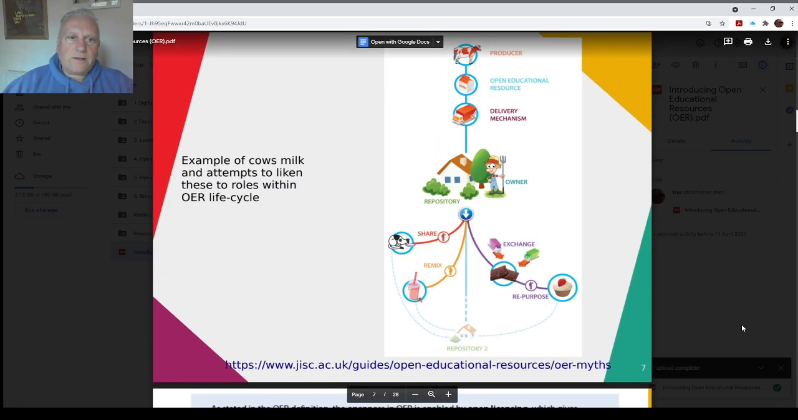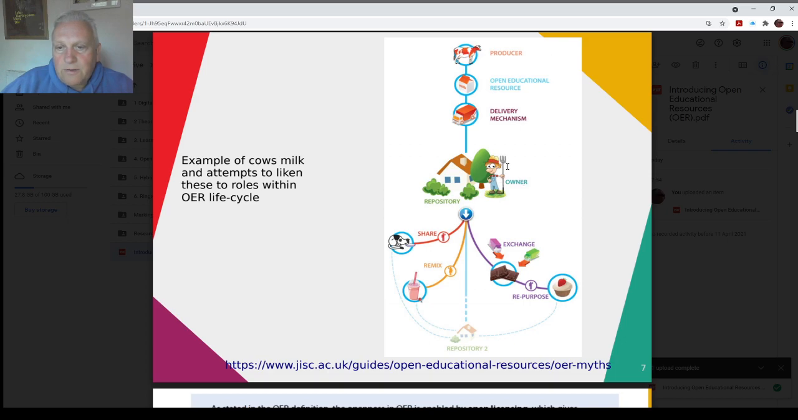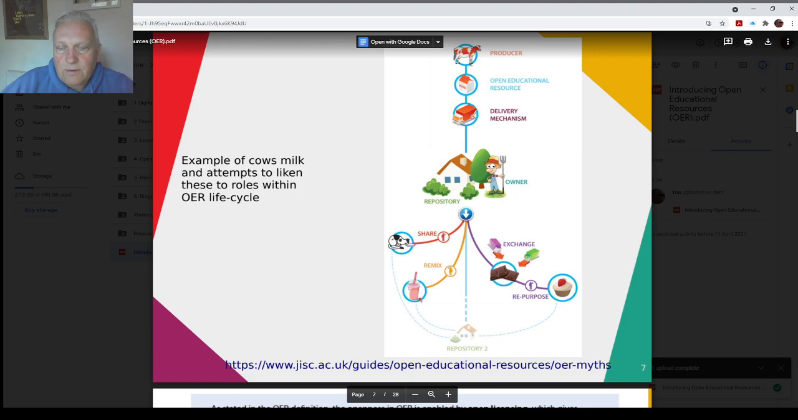I like this diagram. It's trying to give you an idea of what an OER life cycle is, by looking at how they come about and are used and reused, it makes it clearer what they are. Here's the reference at the bottom to where it comes from, the JISC website. So we're using cow's milk. The producer of the cow's milk is like an OER. With these slides and this screencast, I'm the producer and the owner, but the university might be the owner as well, I'm not sure. The producer, the cow, produces this open educational resource, a carton of milk. This is delivered by truck to a repository. Now there's the owner somewhere in there who owns the cows, the farmer.